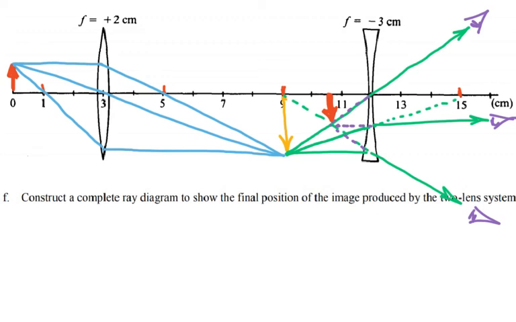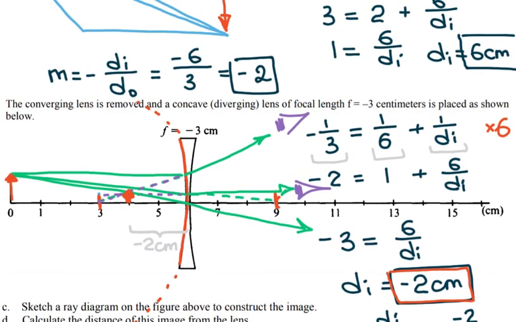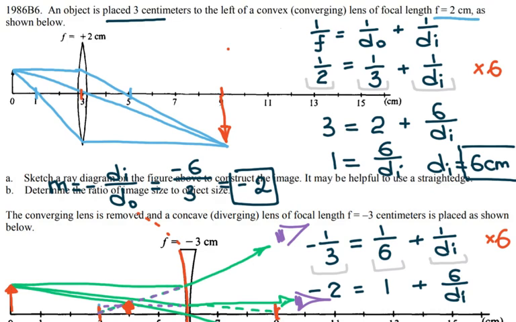And I think that's all we had to do for this question. I like this question because it had convergent and divergent lenses at the same time, so it's a good practice of both lenses. And so that was all we had for this question, 1986 from AP Physics B.